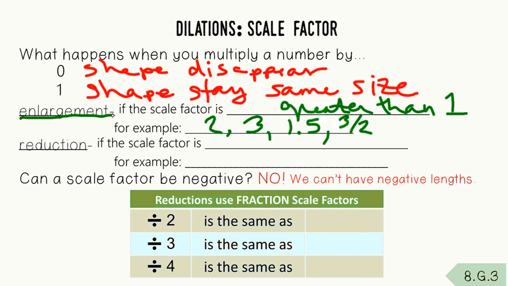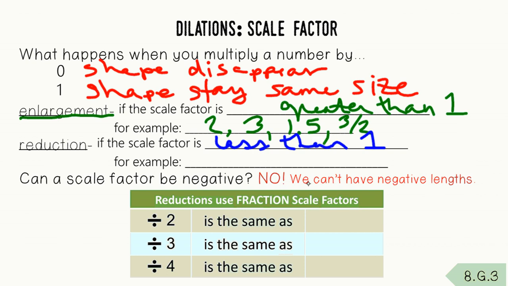So if something greater than 1 is going to cause an enlargement, something less than 1 is going to cause a reduction. We need to be a little bit careful here because -4, for example, is less than 1. And so I've got a little note down here. Can a scale factor be negative? No, because we're talking about shapes.